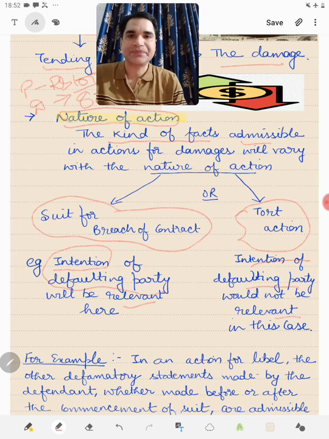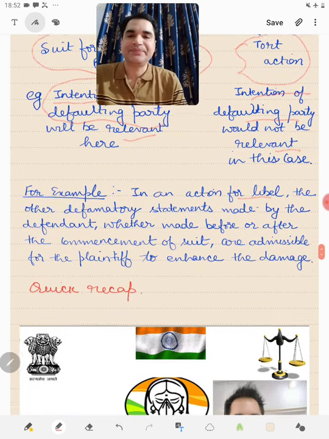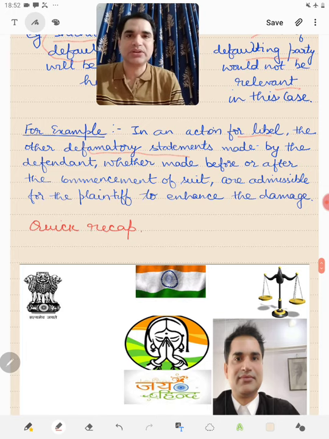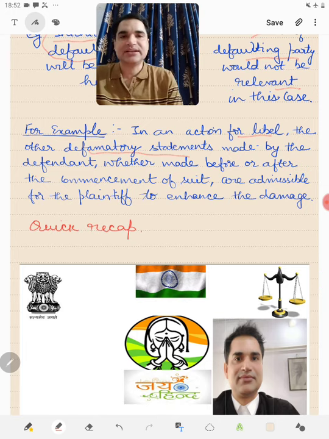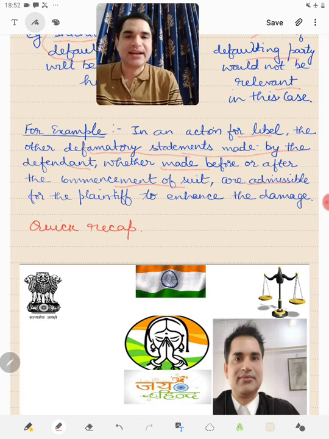I would just like to give you one example: in an action for libel, there is already a defamatory statement which is being contested by the parties. Then other defamatory statements made by the defendant, whether before or after the commencement of suit, are admissible, which have a tendency to enhance the amount of damages that has been sought by the plaintiff. So this is all about section 12.